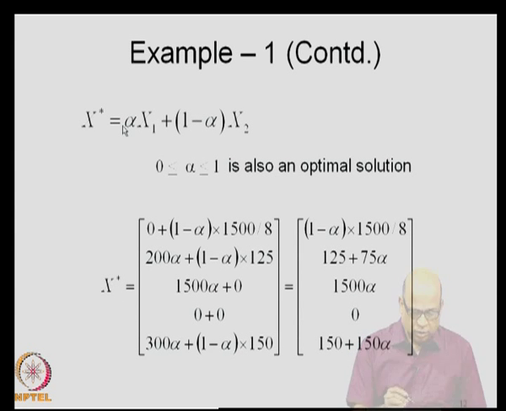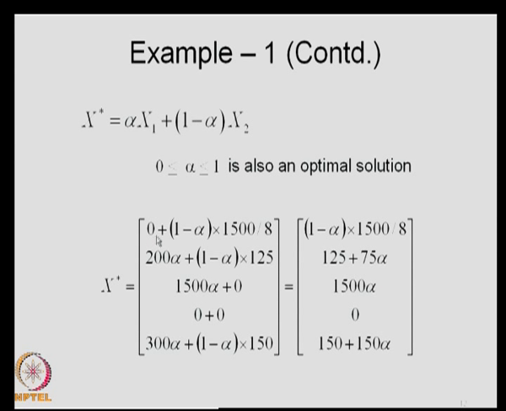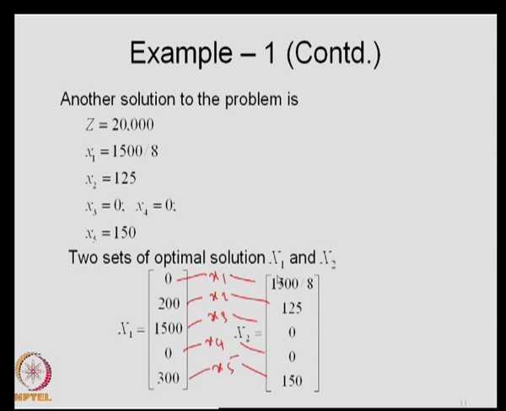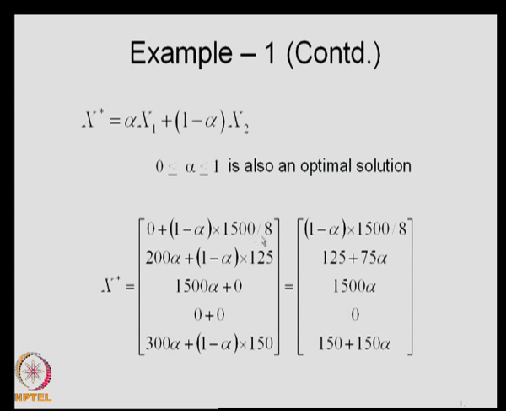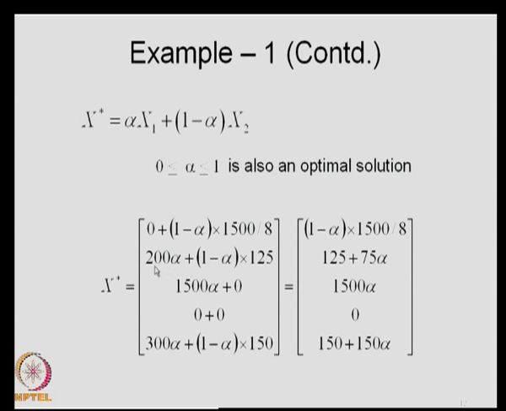So, I can write X star as alpha X1, your X1 was this. So, small x1 is 0. So, alpha X1 plus 1 minus alpha into X2, here 1500 by 8. So, that will be 1 minus alpha 1500 by 8. Similarly, this was 200. So, 200 alpha plus 125 into 1 minus alpha. Like this you write, you will get a different solution: 1 minus alpha 1500 by 8, 125 plus 75 alpha, 1500 alpha, this becomes 0 itself and then 150 plus 150 alpha.